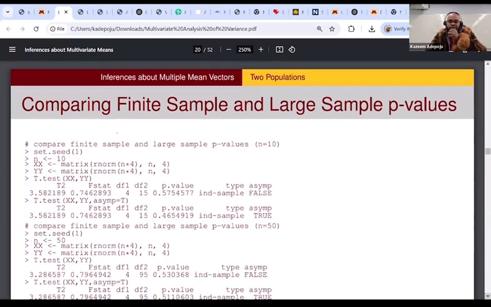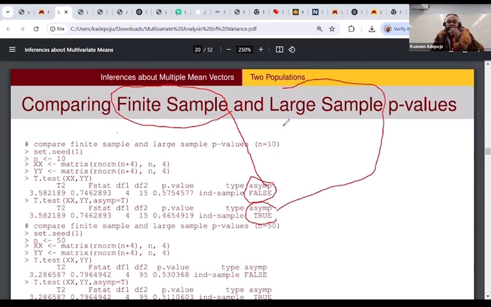Now, we have p-values for a finite sample and for a large sample, and what is going to be the difference? The only thing is the same code, except that when you come to type, take a look at it. Asymptotic false, asymptotic true. Do you see that? Asymptotic false is when you have a finite sample. Asymptotic true is when you have a large sample. Does that make sense?